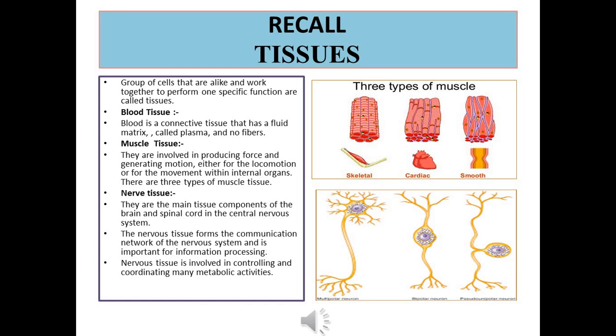Nerve tissue. They are the main tissue components of the brain and spinal cord in the central nervous system. The nervous tissue forms the communication network of the nervous system and is important for information processing. Nervous tissue is involved in controlling and coordinating many metabolic activities.